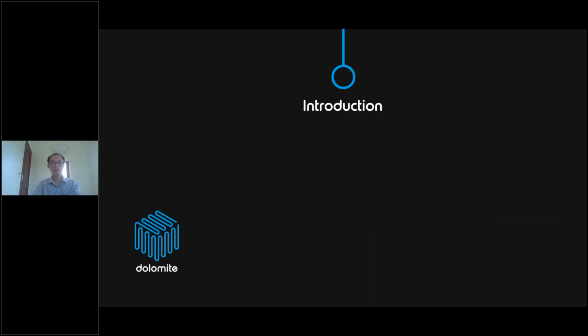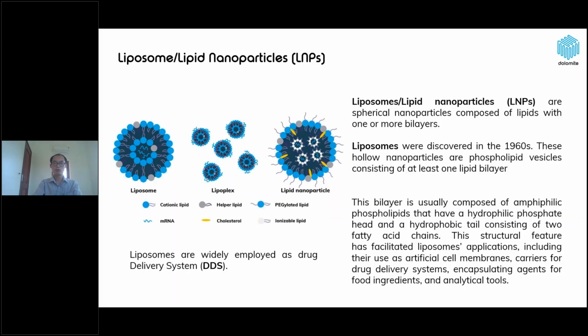First, the introduction. Liposomes or lipid nanoparticles are spherical nanoparticles composed of lipid with one or more bilayers. Depending on the type of lipids, we can generate different types of nanoparticles, like liposomes, lipid nanoparticles or lipids.